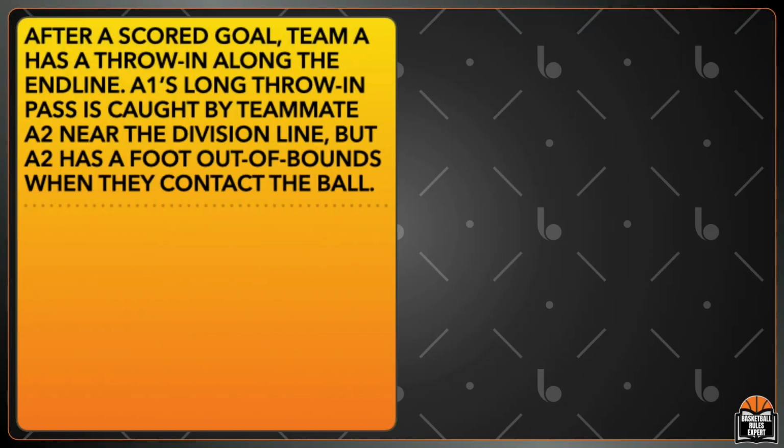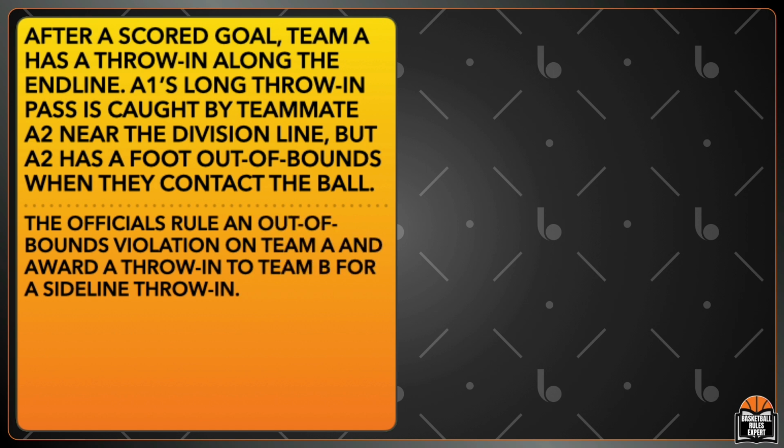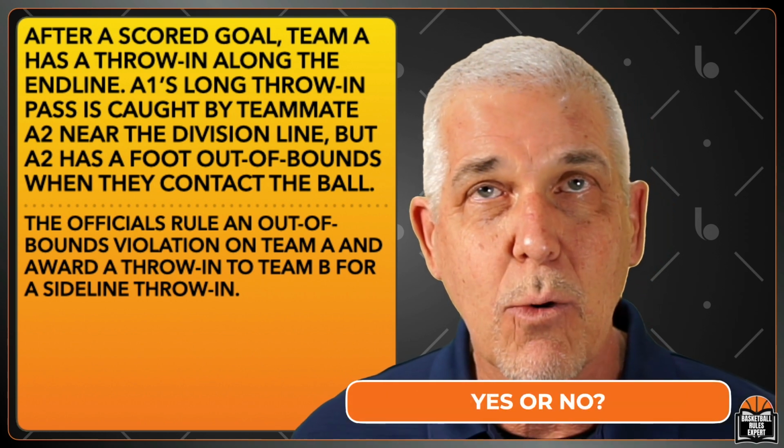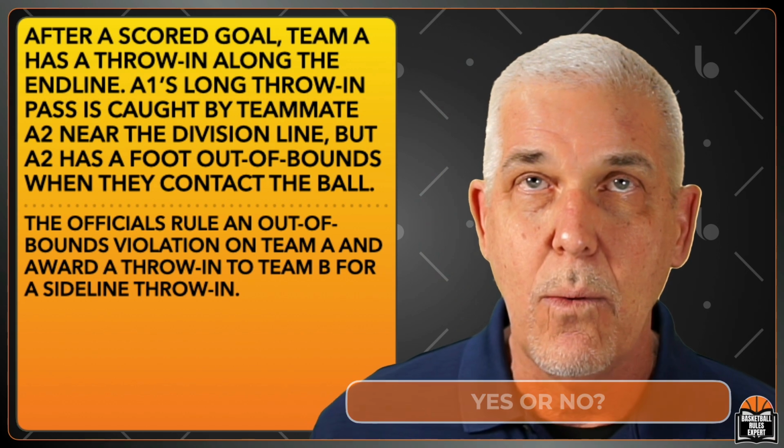After a scored goal, Team A has a throw-in along the end line. A1's long throw-in pass is caught by teammate A2 near the division line, but A2 has a foot out of bounds when they contact the ball. The officials rule an out-of-bounds violation on Team A and award a throw-in to Team B for a sideline throw-in. Were the officials correct? Yes or no?